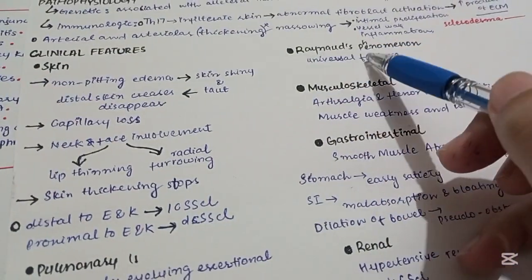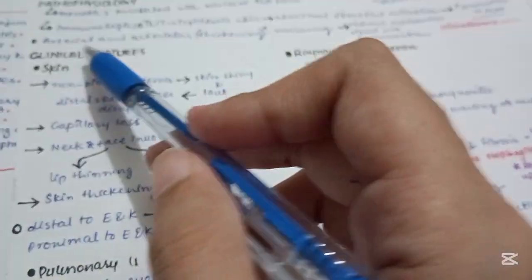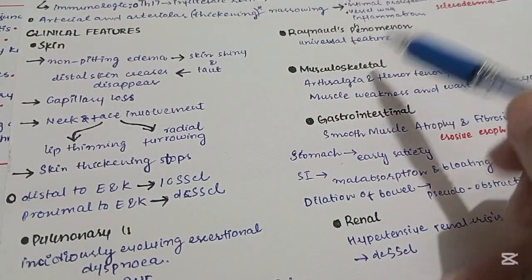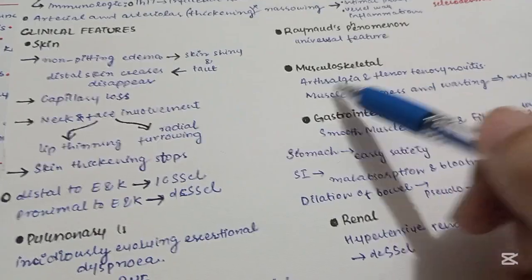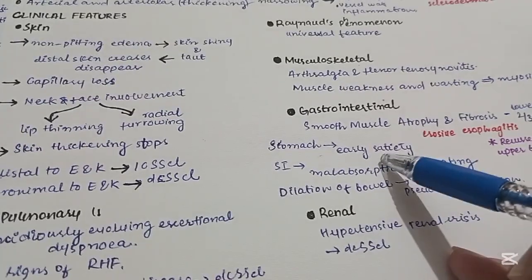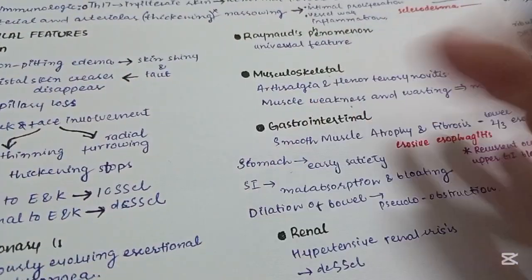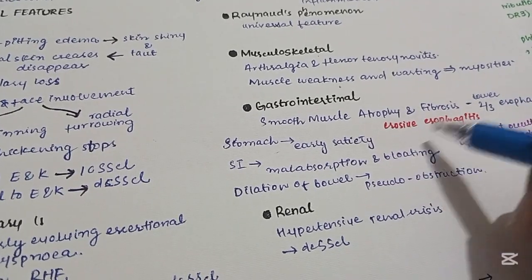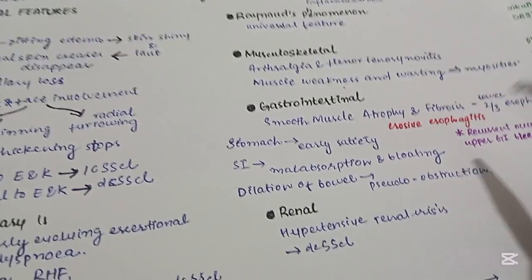Next, Raynaud phenomenon is our universal feature, and now we are talking about the clinical features. In skeletal muscle involvement, we have arthralgia, flexor tenosynovitis, and muscle weakness and wasting. In gastrointestinal involvement, we have smooth muscle atrophy and fibrosis, especially in the lower two-thirds of the esophagus, and it is responsible for erosive esophagitis.